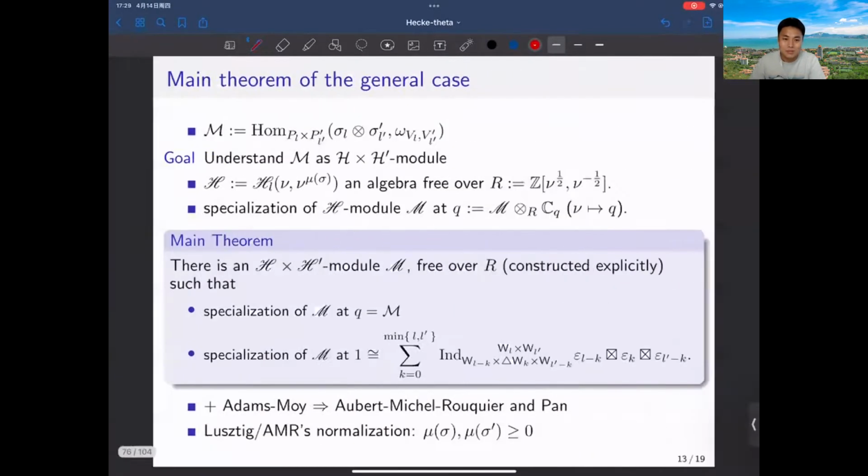And okay, so I would like to make a comment that Lusztig and AMR actually use the normalization that this parameter is always a positive integer. In our case, this parameter can be a negative integer. So our treatment is, in some sense, similar to Pan's treatment. And if you want to change the normalization, it's mainly just by replacing certain epsilon by the trivial representation in the formula.